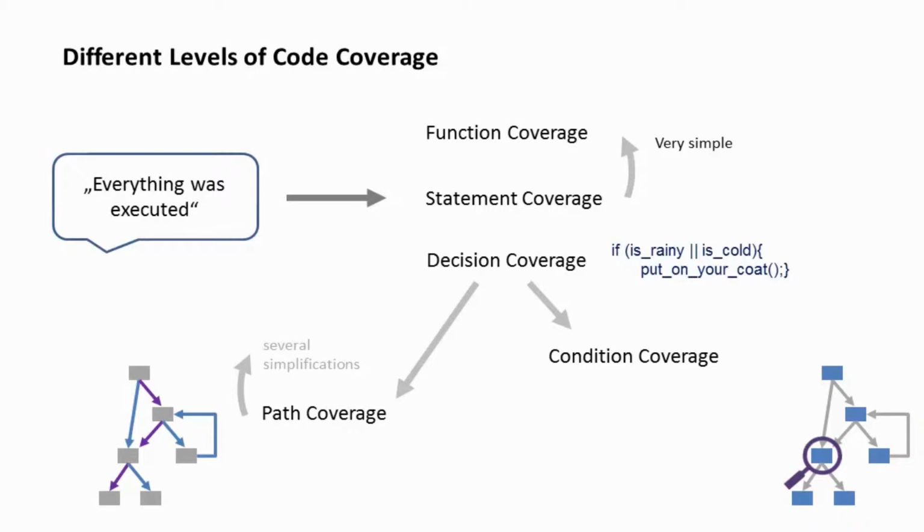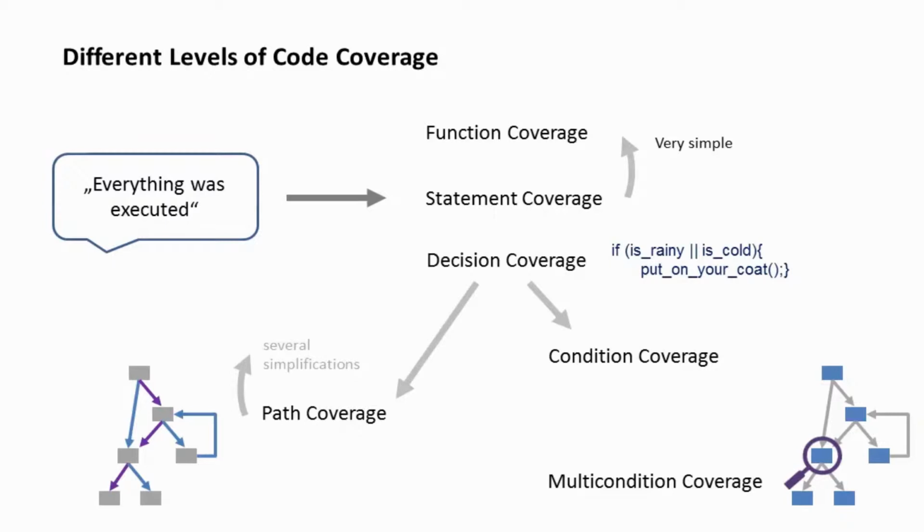But we are looking at the decisions with a closer look. Now we are looking at each atomic condition inside of a decision. And the question for condition coverage is if every condition, every atomic part in a decision was tested as true and as false during the test. And then one step further, or two steps further, we have a multi-condition coverage level. That means that every combination of true-false evaluation was tested during the test.